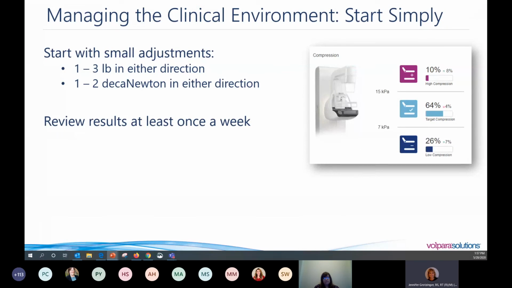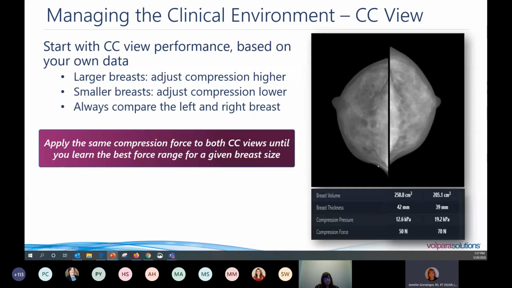Know where you stand and set realistic goals. Start with small adjustments, 1 to 3 pounds in either direction or 1 to 2 decanewtons in either direction, and review your results at least once a week. Start with your CC view. Based on your own data, adjust your compression higher for your larger breasted patients, adjust your compression lower for your smaller breasted patients, and always compare the left and the right breast.